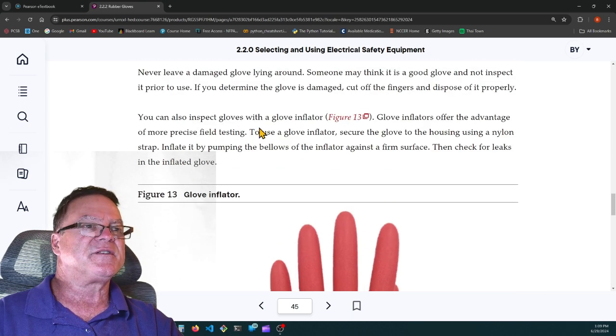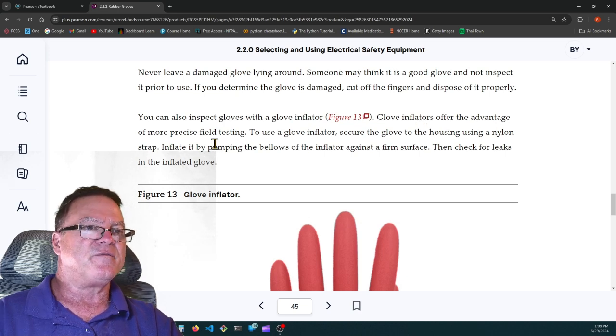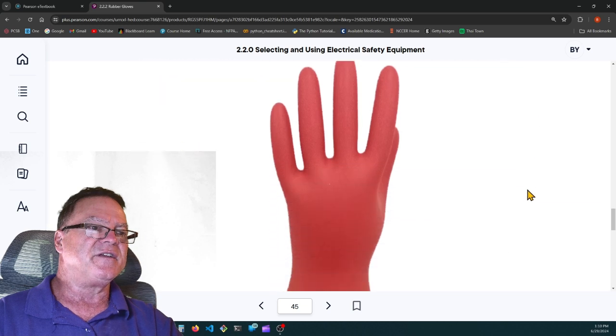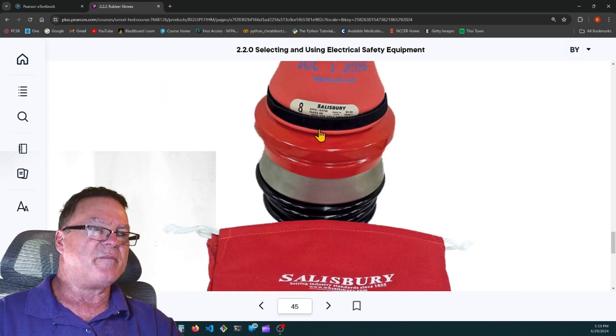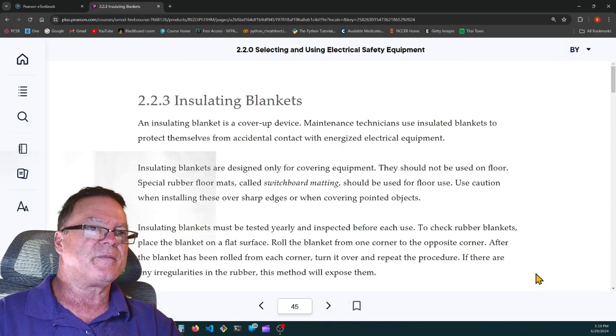You can also inspect gloves with a glove inflator. Glove inflators offer the advantage of more precise field testing. To use a glove inflator, secure the glove to the housing using a nylon strap. Inflate it by pumping the bellows of the inflator against a firm surface, then check for leaks in the inflated gloves. So here is a bellows type glove inflator. Caution, never use compressed gas for the air test or inflate gloves beyond the manufacturer's recommendation. This can damage the gloves.